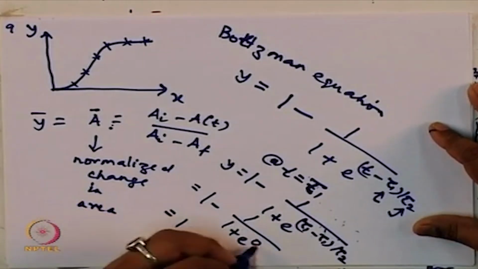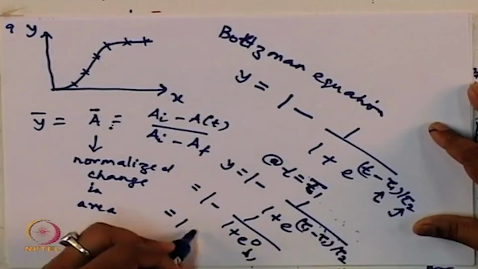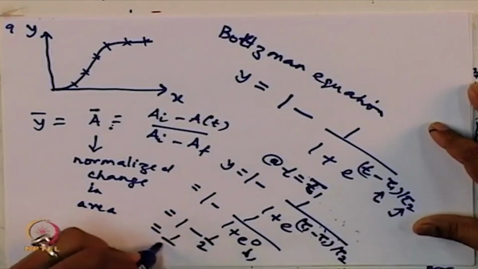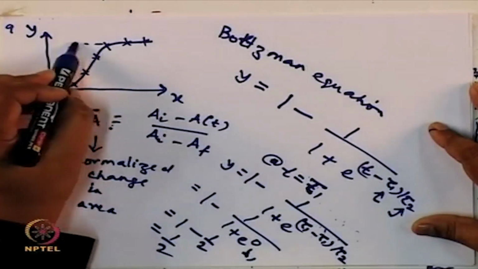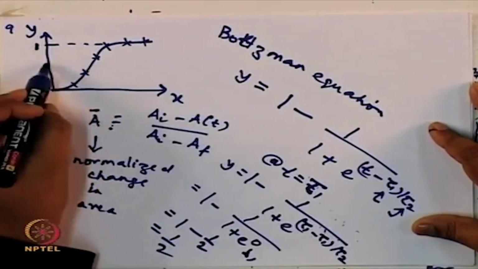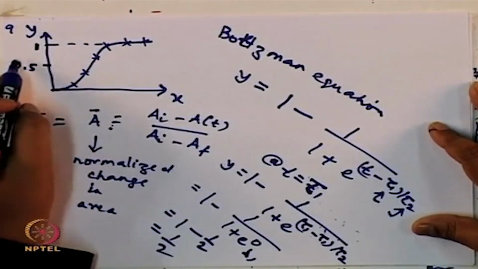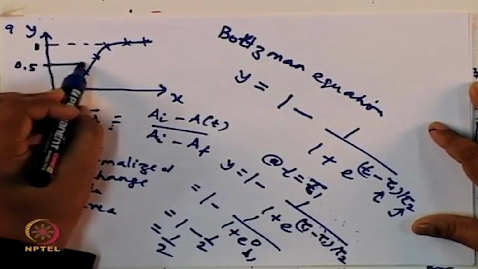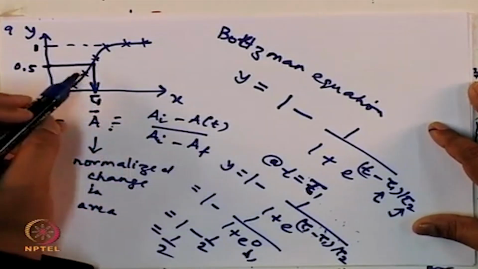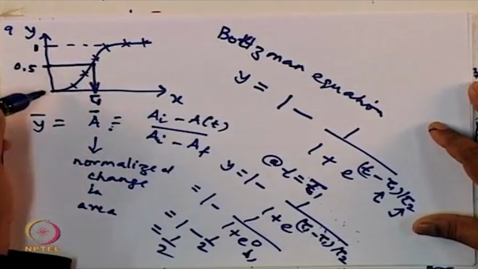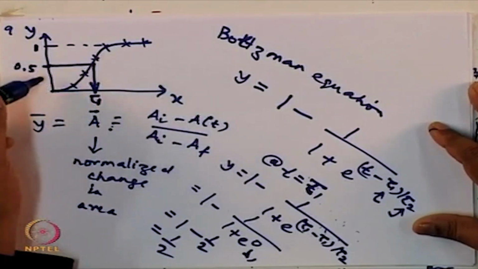e to the power 0 is 1, so it becomes 1 minus half, which equals half. So tau 1 is essential because it is the value where this normalized change in area is equal to half. Tau 1 is a very distinct time constant which tells you when the relaxation is half done.